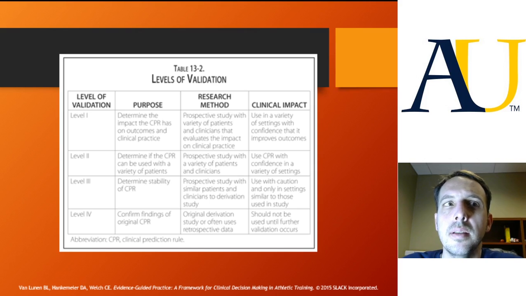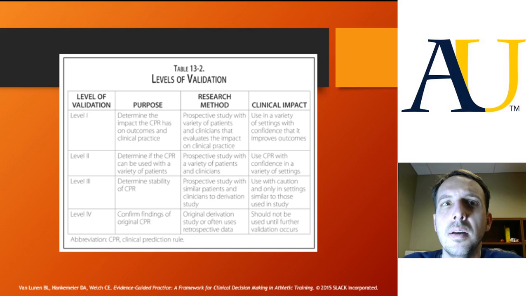The lowest level is simply trying to confirm or replicate the clinical prediction rule. So the idea here is either the same group or even possibly a different group just basically does the exact same thing with the exact same type of people and gets similar findings. So this idea that it's reproducible.